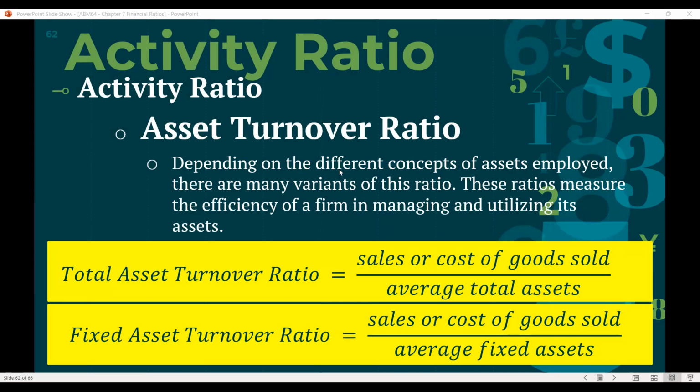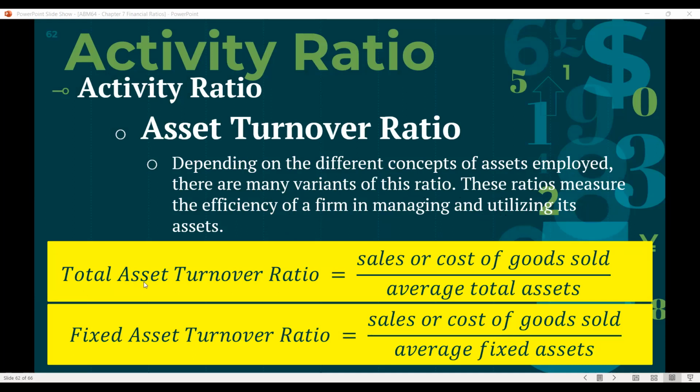Next is the asset turnover ratio. So depending on the different concepts of assets employed, again, we have different concepts of assets. So there are many variants of this ratio. This ratio measures the efficiency of a firm in managing and utilizing its assets. So how good are you at utilizing your assets? Especially based on cost of goods sold or sales.